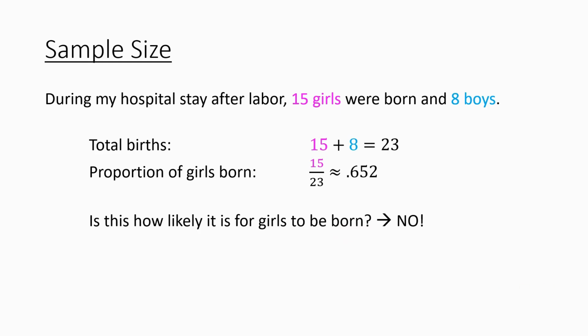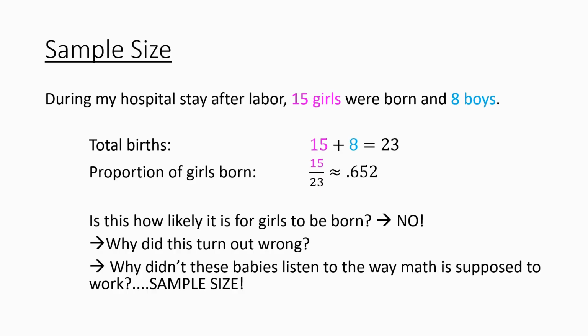This seems significantly higher than the expected 50%. So is the probability of having a girl 65%? Not at all. We know that the true probability is 50%. But why did this turn out wrong? Why didn't these babies listen to the way math is supposed to work? Well, the discrepancy occurs because our sample size is too small to reflect the true probability accurately. So let's explore this a bit more.